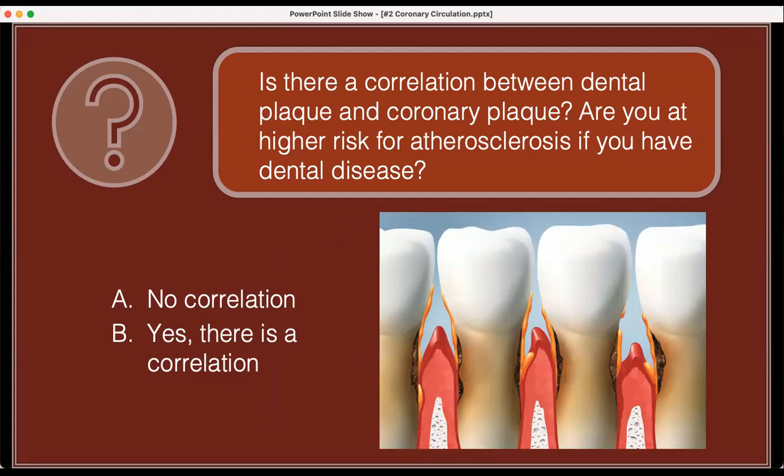Okay, so next question: is there a correlation between dental plaque and coronary plaque? Are you at a higher risk for heart disease if you have dental disease? Would you guess no correlation, or yes, there is a correlation? And of course, the answer is yes, there is a correlation.